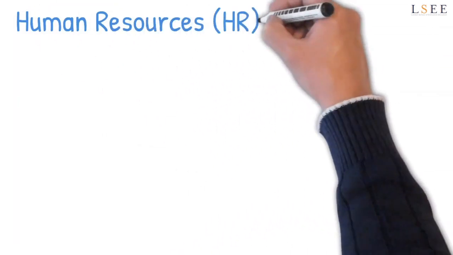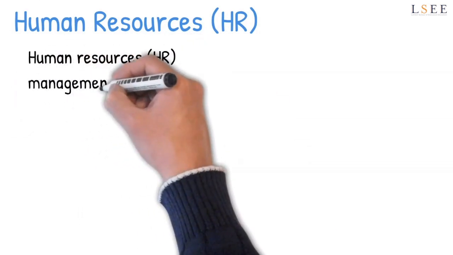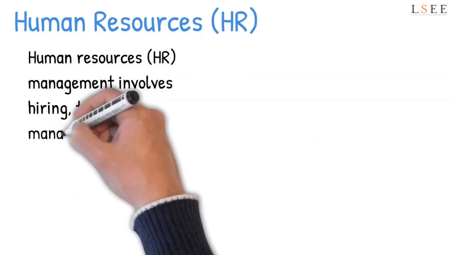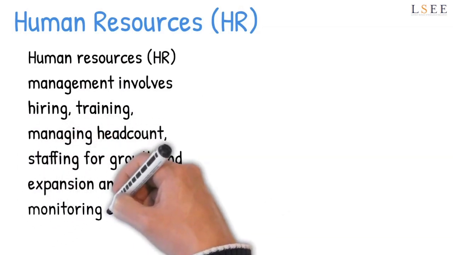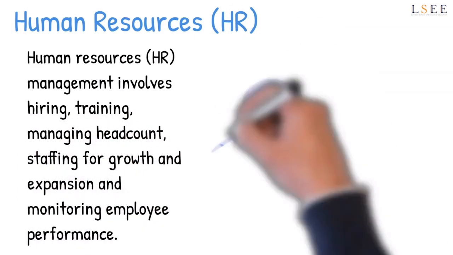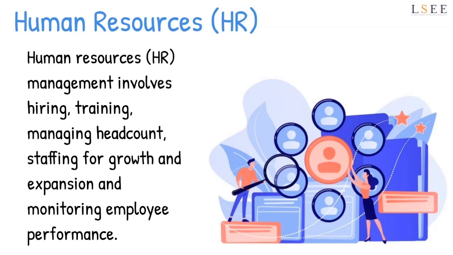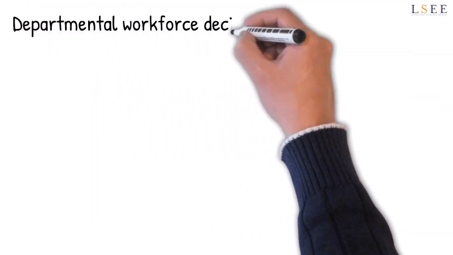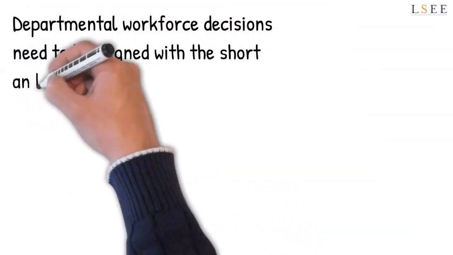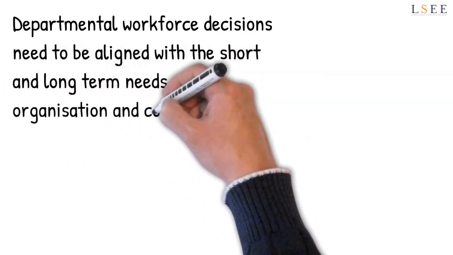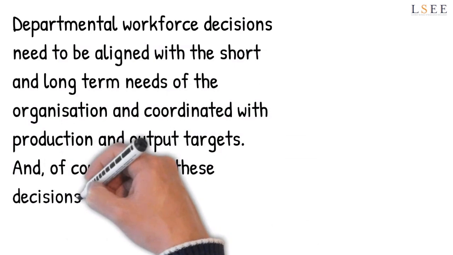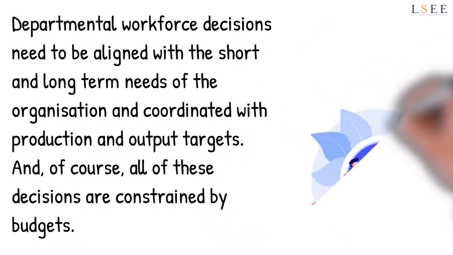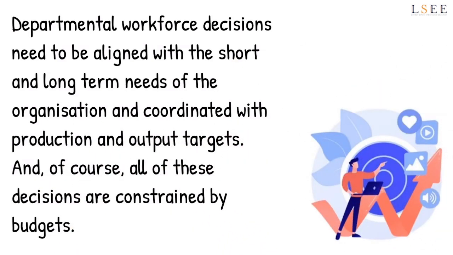Human resources, HR. Human resources, HR, management involves hiring, training, managing headcount, staffing for growth and expansion and monitoring employee performance. Departmental workforce decisions need to be aligned with the short and long-term needs of the organization and coordinated with production and output targets. And, of course, all of these decisions are constrained by budgets.